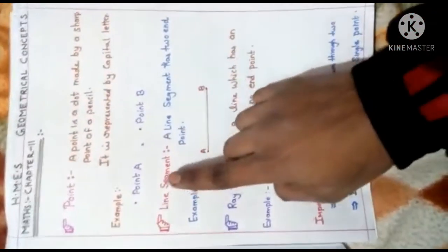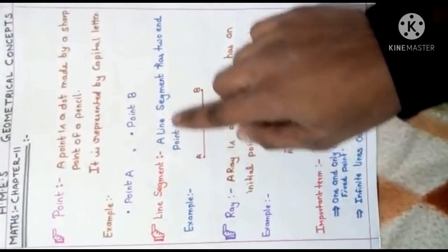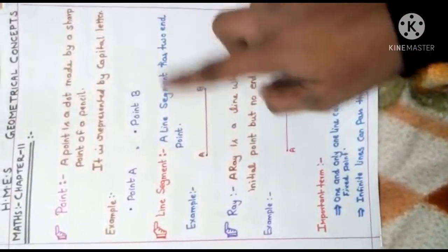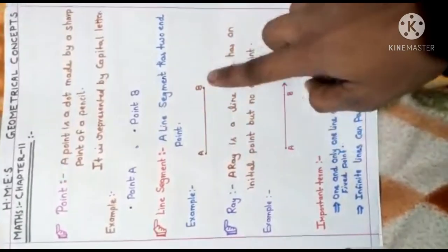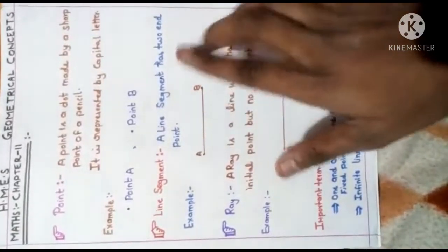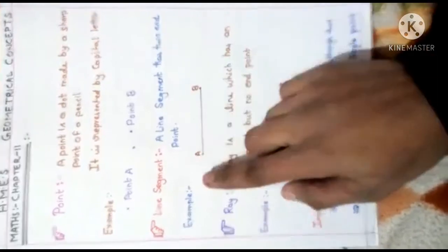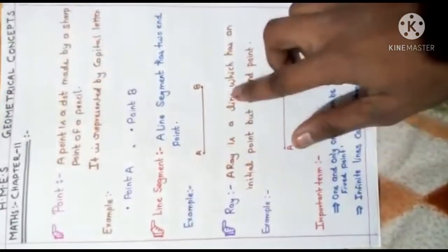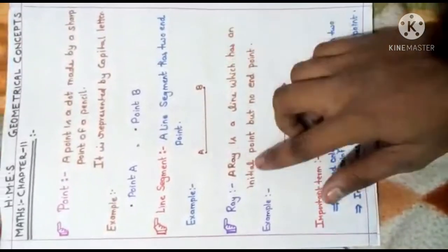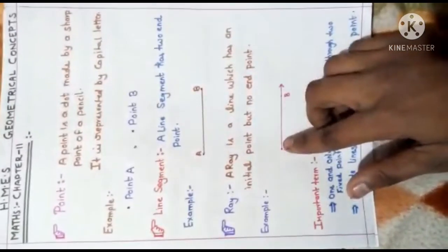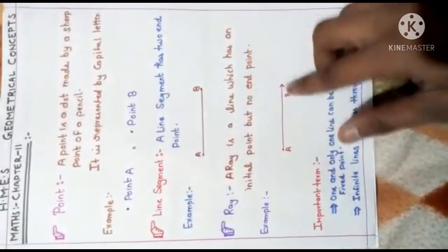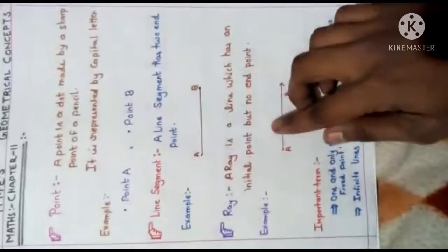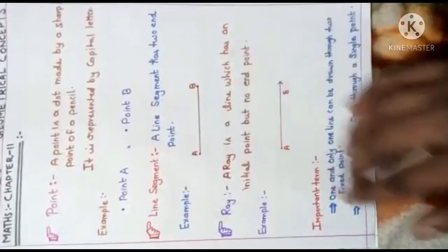Next, line segment. A line segment has two end points, here and there, so we can say that it is a line segment. So you note down. Next, ray. A ray is a line which has an initial point, but no ending point. Here the ending point is not present. Understand? So we can say that it is a ray.